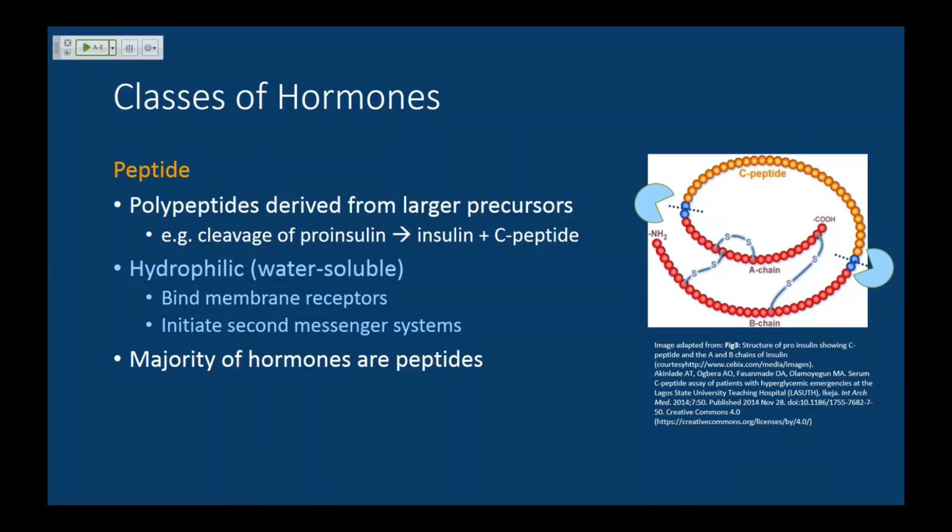This is just a specific example of insulin, which is one of the most important hormones and one that you're likely to be tested on. But this idea of cleavage into the active form applies generally across all of the polypeptide hormones.